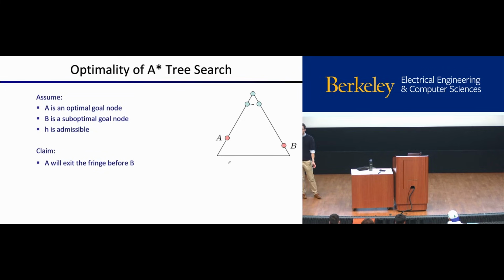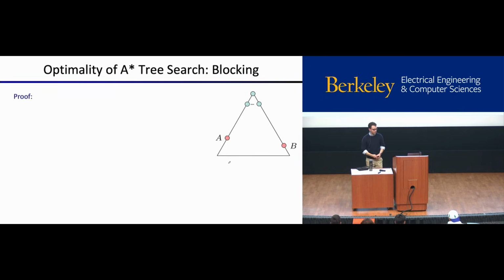So I'm going to claim that if we have this heuristic that is admissible, and A is an optimal goal node, and B is a suboptimal goal node, then A will always exit the fringe before B. How could I make this claim? Well, let me try to prove it to you, okay? So the first step of the proof is like this.